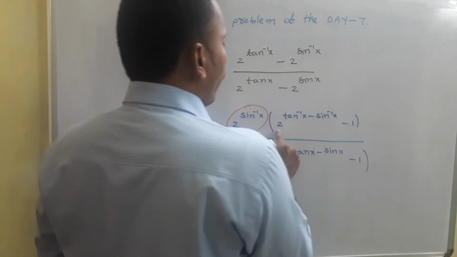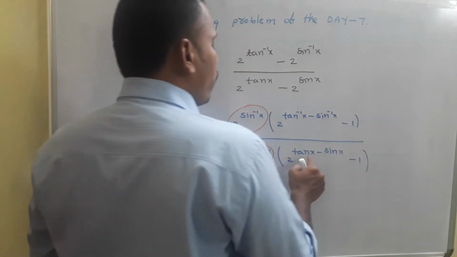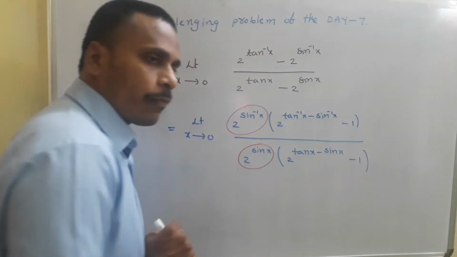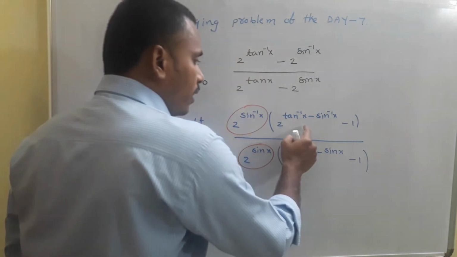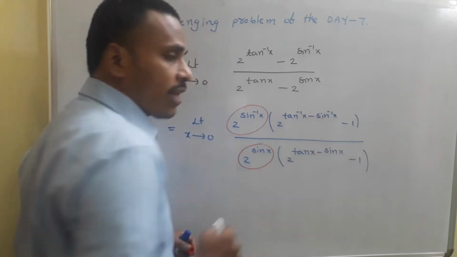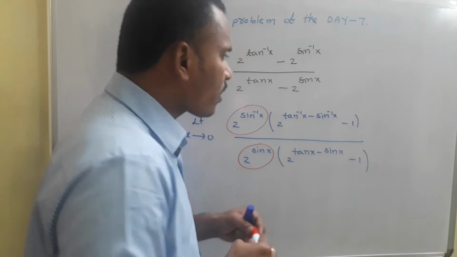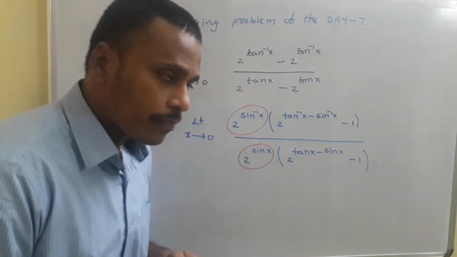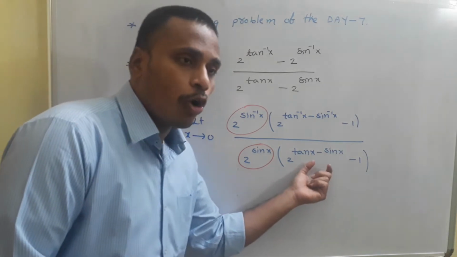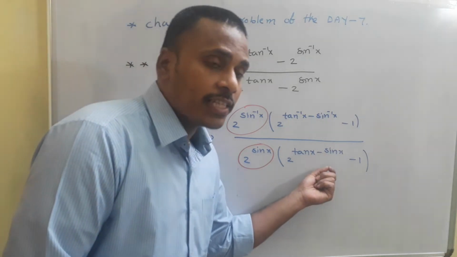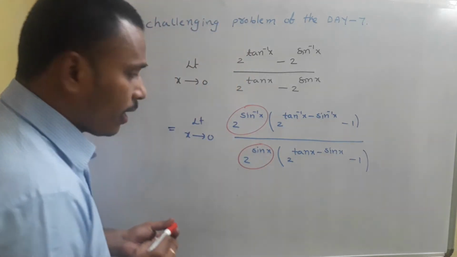Next we have 2^(tan⁻¹x − sin⁻¹x) − 1 in the numerator and 2^(tan x − sin x) − 1 in the denominator. Now I will divide the numerator by tan⁻¹x − sin⁻¹x and multiply to balance. Here again, I will divide the denominator by tan x − sin x and also multiply. So in the next step it will become like this.